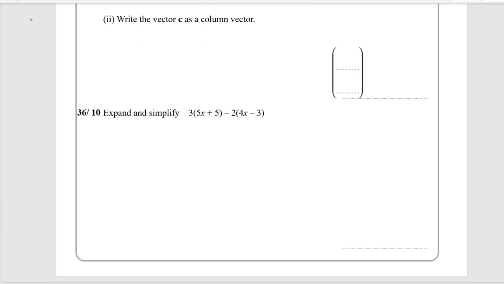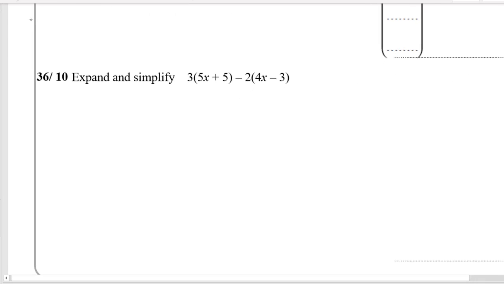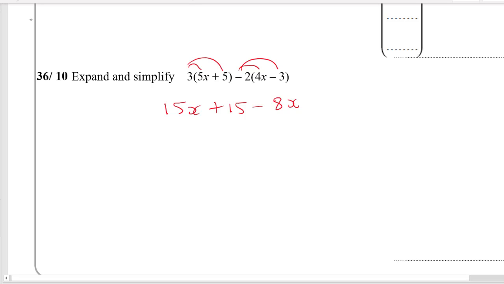Number 36, expand and simplify. So 3 times, let's zoom in a little bit. So 3 times 5x and 3 times 5. So 3 times 5x is 15x. And then 3 times 5, plus 5, is plus 15. Always look at the sign. Minus 2 times 4x is minus 8x. And minus 2 times minus 3, two negatives multiplied together give a positive, is plus 6.